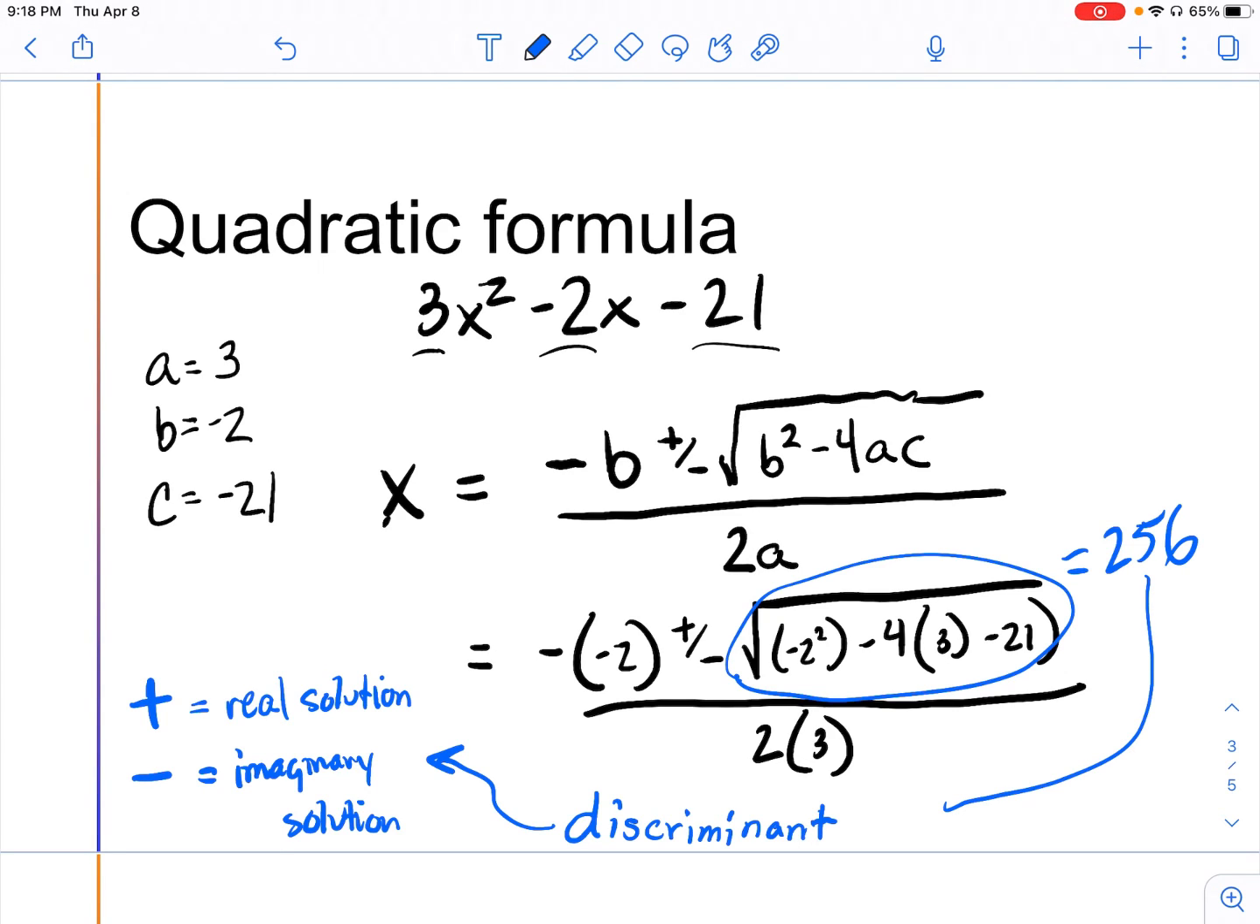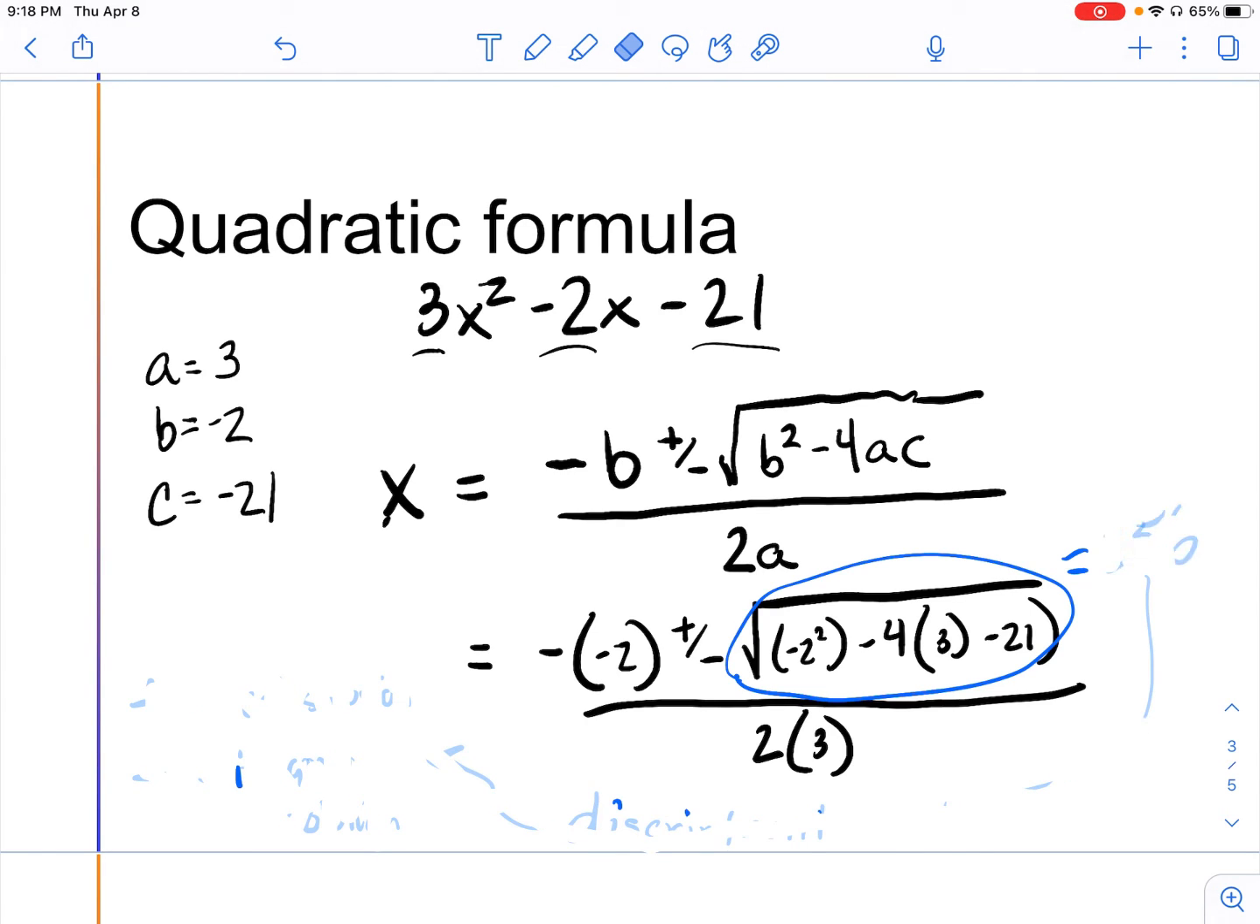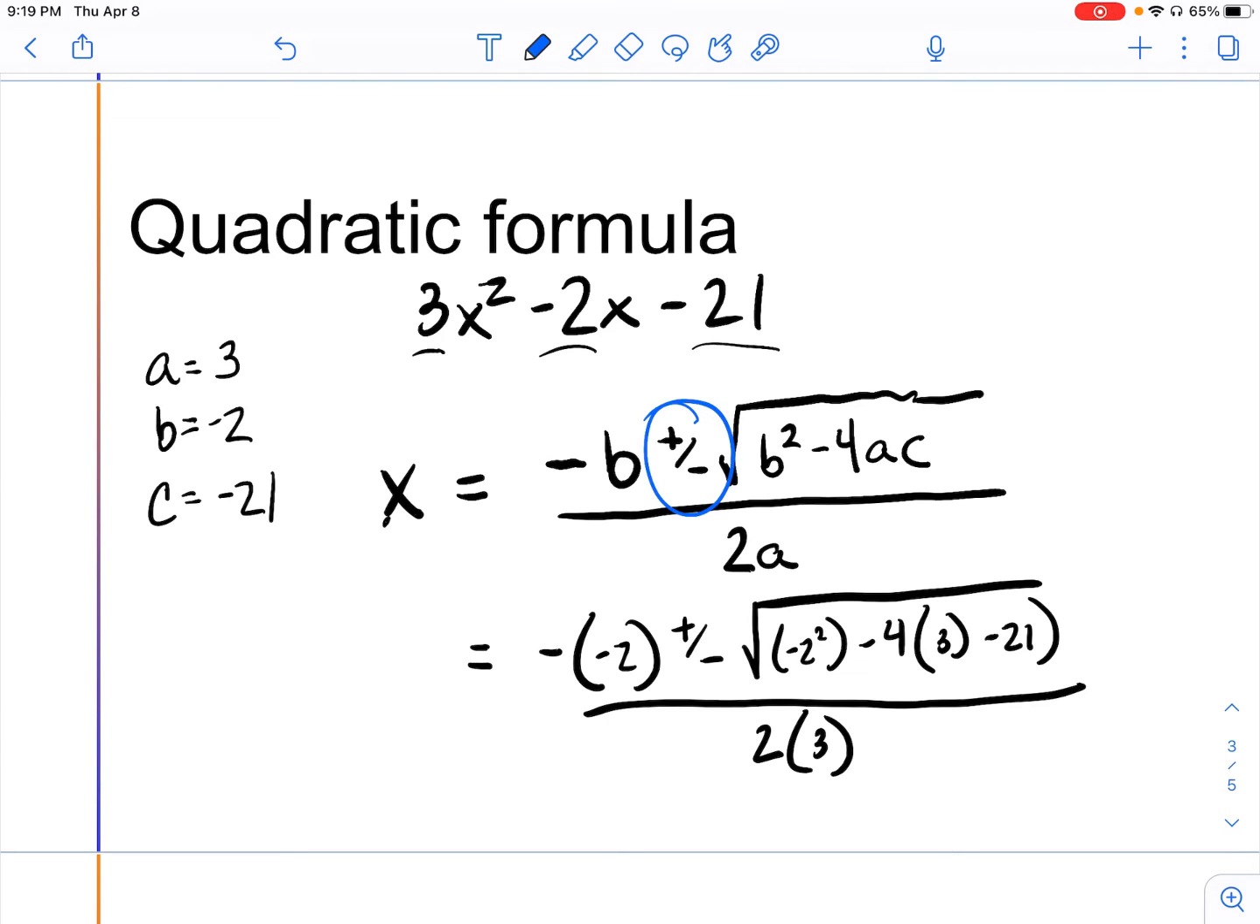So you should be able to take an equation in standard form and plug your a, b, c values into the quadratic formula, negative b plus or minus the square root of b squared minus 4ac over 2a, and get values of x. That's one way to do it. And notice, as we would always expect, two answers.